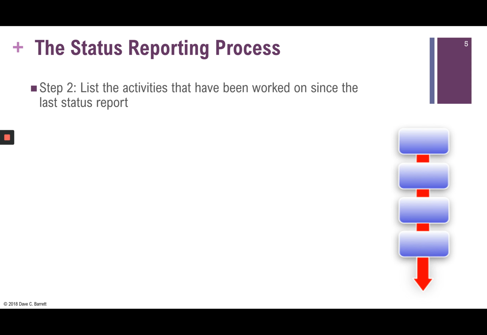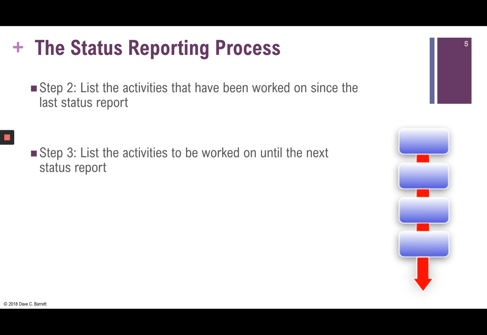Step two is to list the activities that have been worked on since the last status report. Usually status reports are produced on a weekly basis. So it's a snapshot of what we have done in the last week. Step three is to list the activities to be worked on until the next status report, so during the next week, assuming that status reports are produced on a weekly basis.